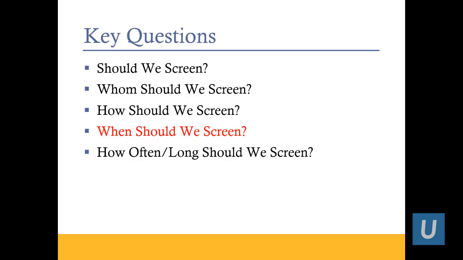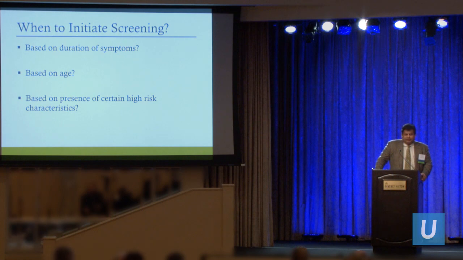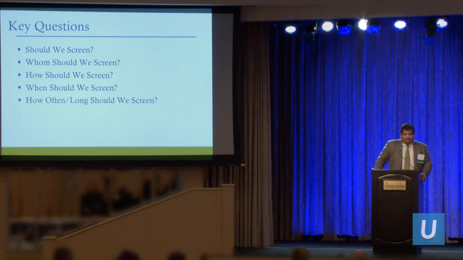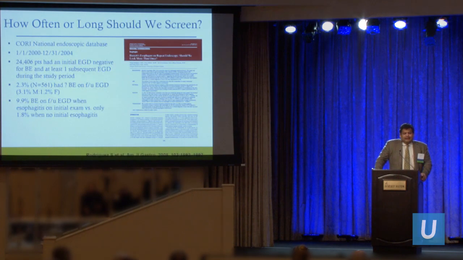Maybe you'd screen all men over the age of 50 who are Caucasian, and then maybe other select high-risk groups. So when should you screen? The short answer is no one really knows: based on duration of symptoms, maybe based on increasing age, based on the development of an increasing number of high-risk characteristics, but we don't really know. And how often should we screen? Unlike colon cancer screening, this is probably a one and done.